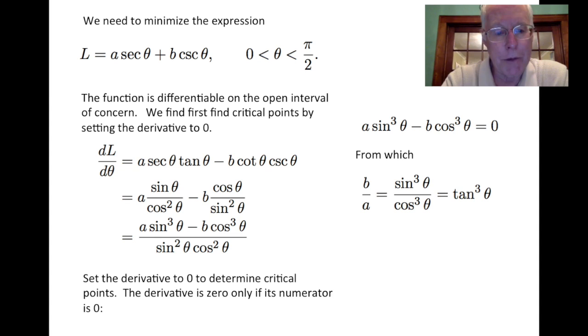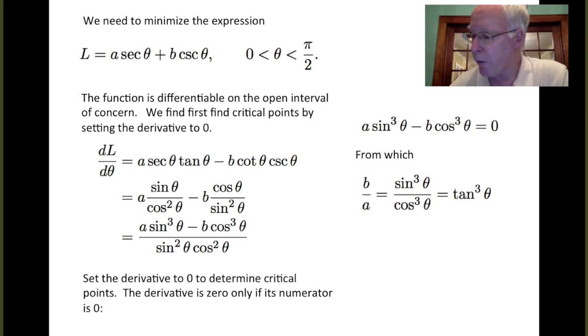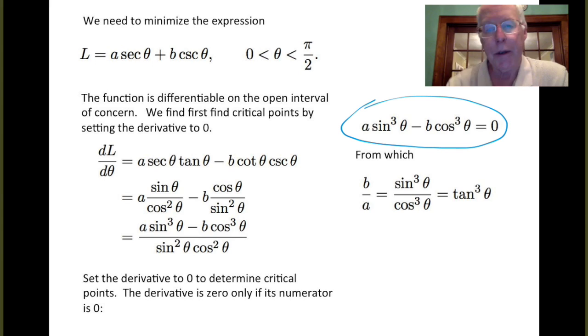And for critical points, we want to set the derivative to 0. And of course, this derivative, we've now written it as a fraction. We've converted to sines and cosines, since we're probably a little more familiar with those. And this expression is going to be 0 only if its numerator is 0. So it's enough to think about this numerator up here being 0. And we can manipulate that to find B over A is equal to sine cubed theta over cosine cubed theta, which simplifies to tangent cubed theta.